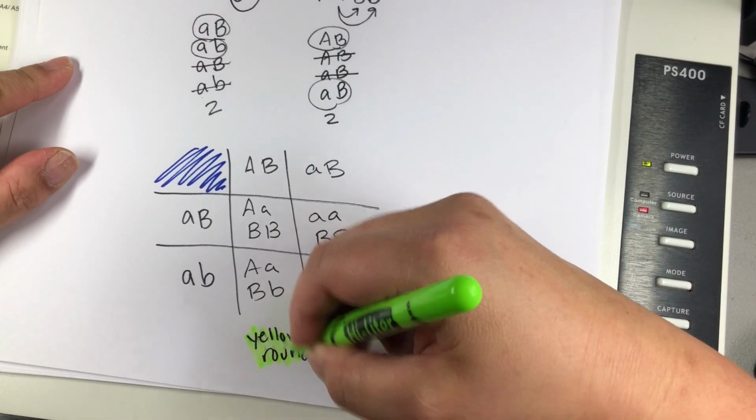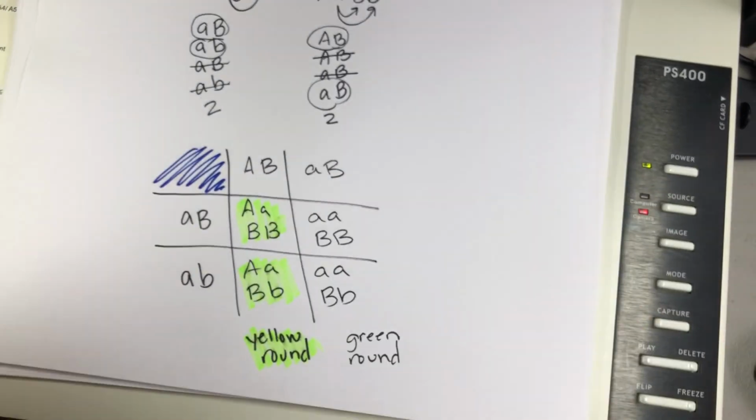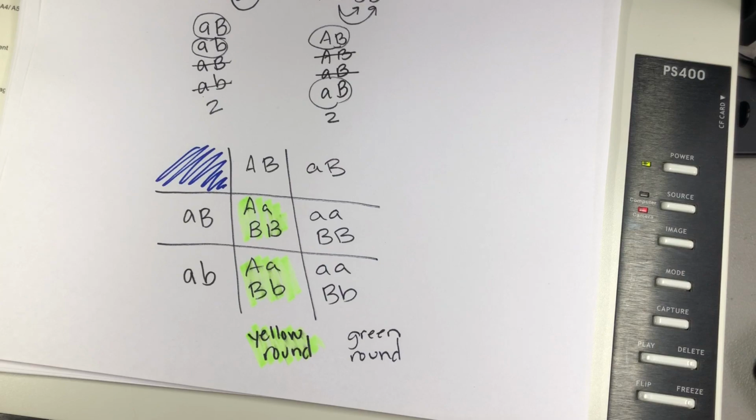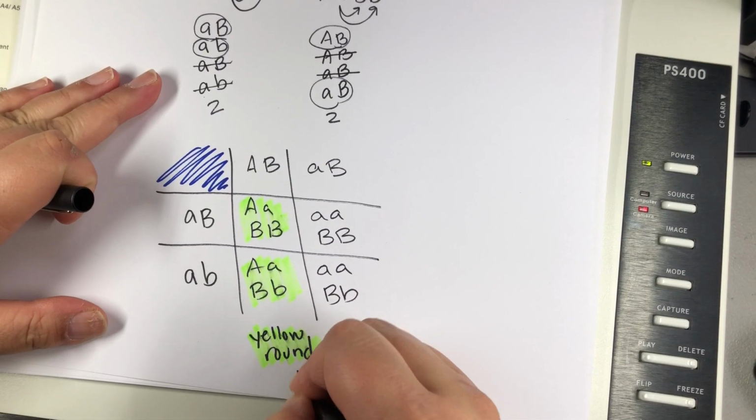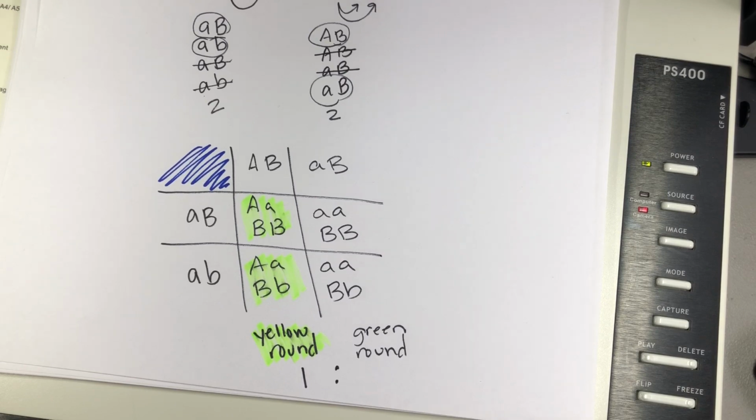Okay, so let's look at the phenotypes here. So we have yellow round. This is yellow round, and this is also yellow round. So we have 1, 2. Let's look at green.